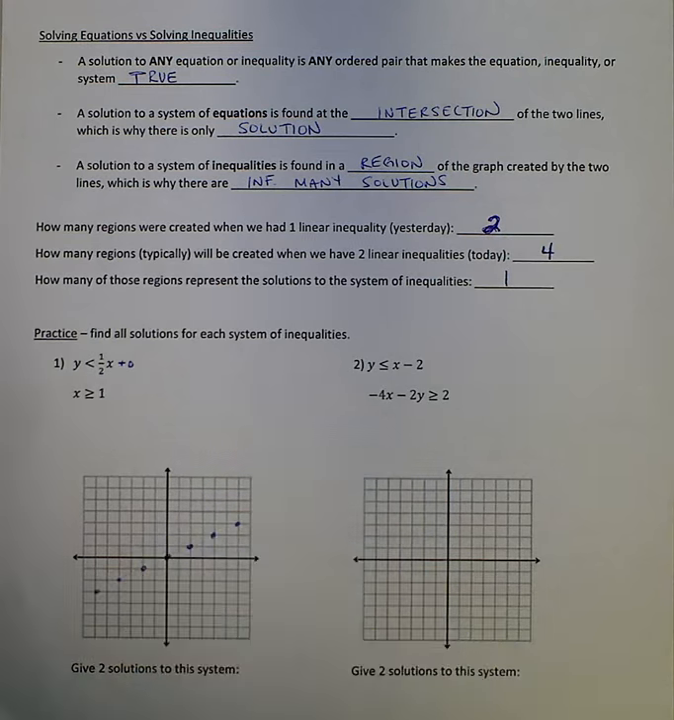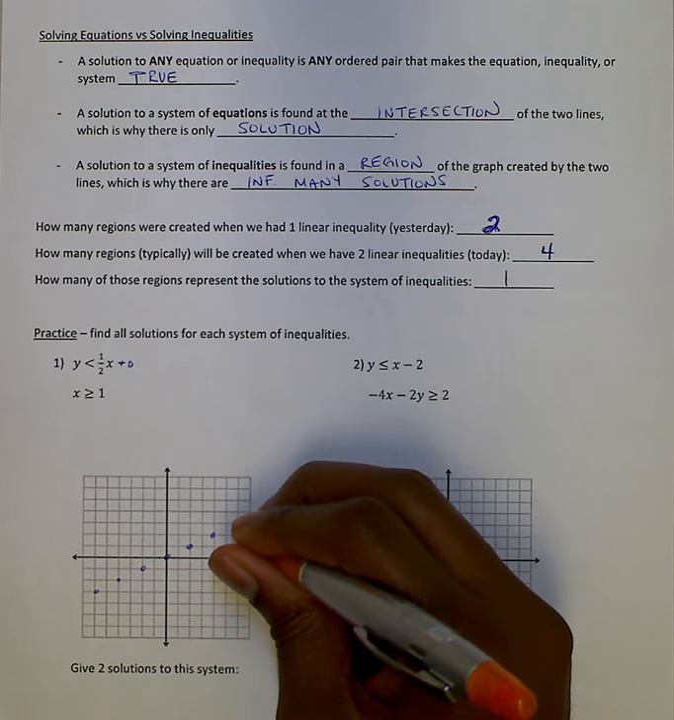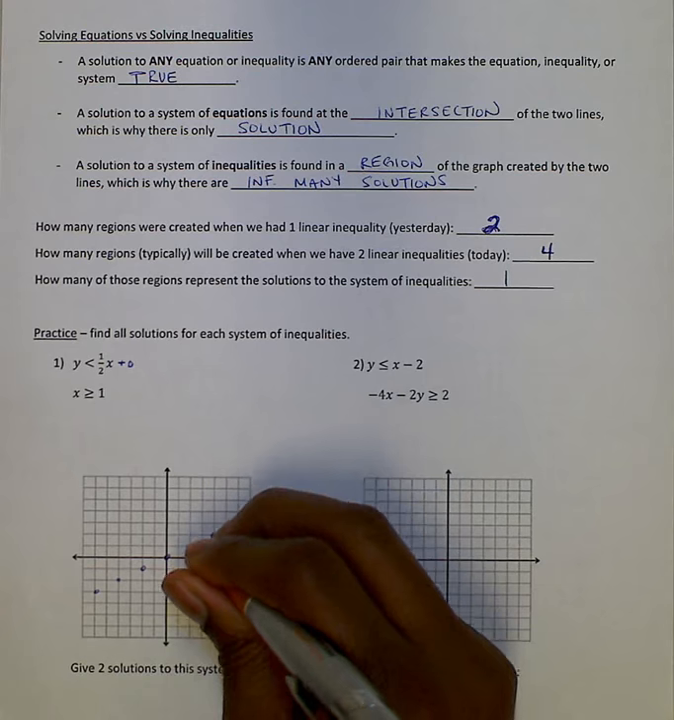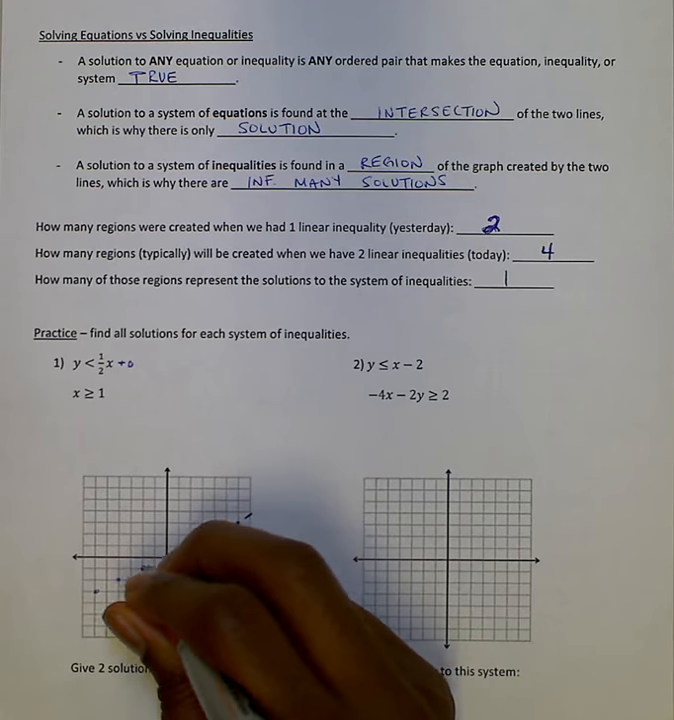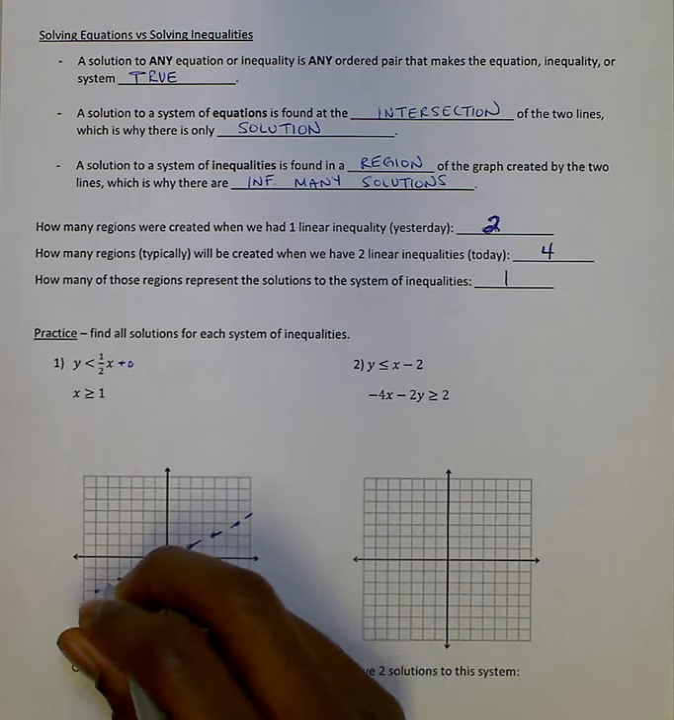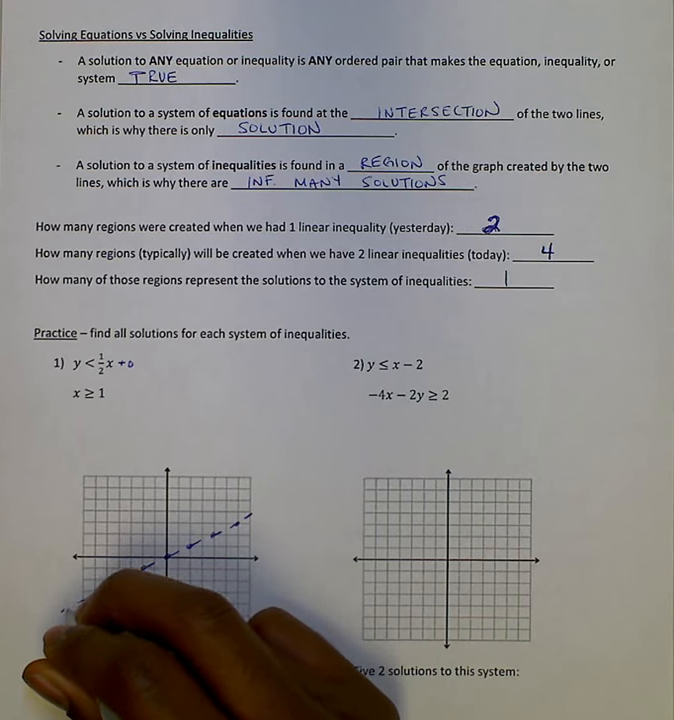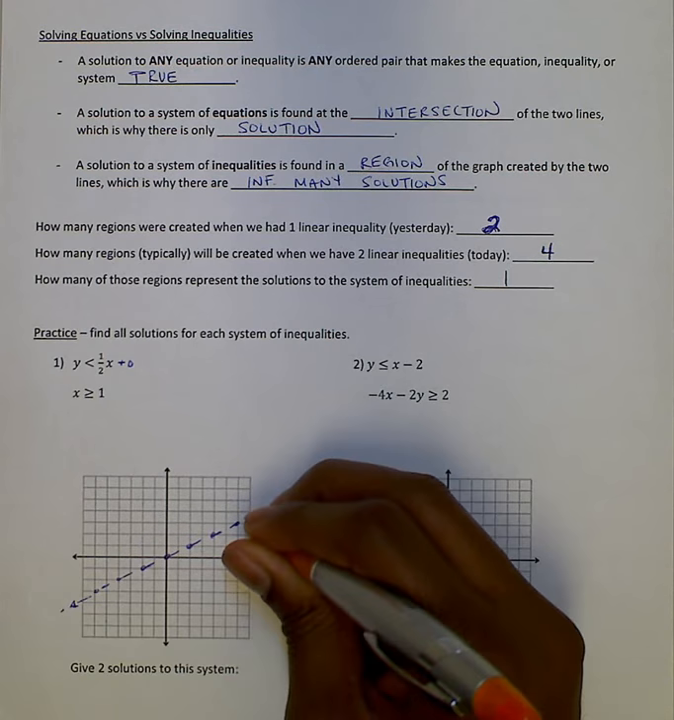Okay, and so here's our first line, kind of, because remember we have to focus on is our line solid or dotted. And because it's y is less than and it does not include equal to, we know our solution cannot be on the line. So our line is dotted. Dotted lines are nice because I don't need to use a straight edge as much. Okay, dotted.